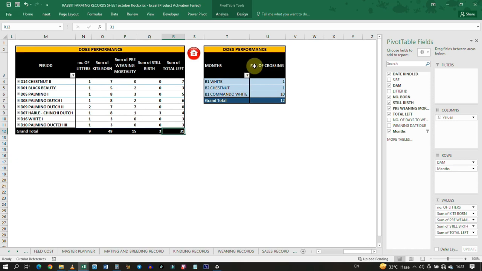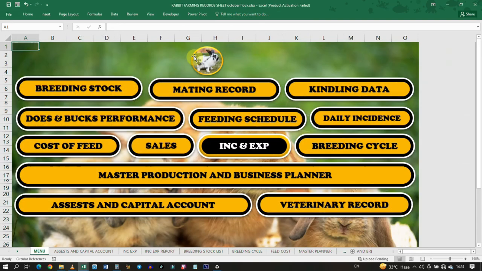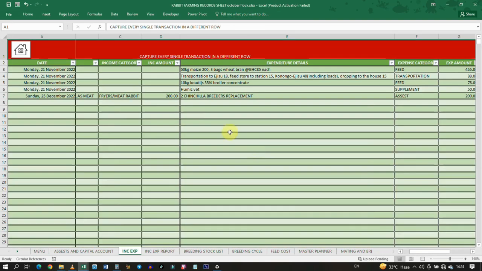Then also, these are actually the bucks, how many times they mate. So you can see this, my guy is doing a lot of work. It also helps you to know that I'm not keeping this Chestnut well at all. Let me bring it to a different place so that it can cross quite a number at a go, because if you leave them dormant like that, they become impotent. I think that's about it. So income expenditure, good.